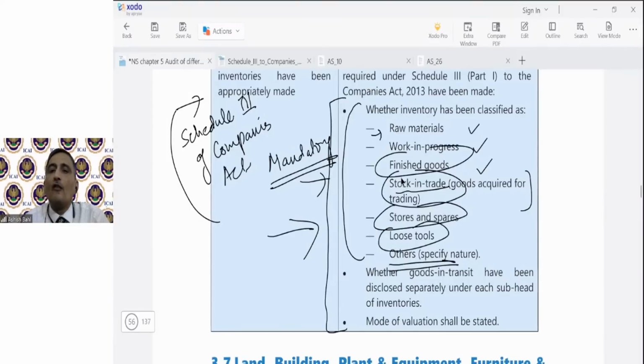Avantika, what is mode of valuation? Mode means method of valuation. How inventories have been valued.